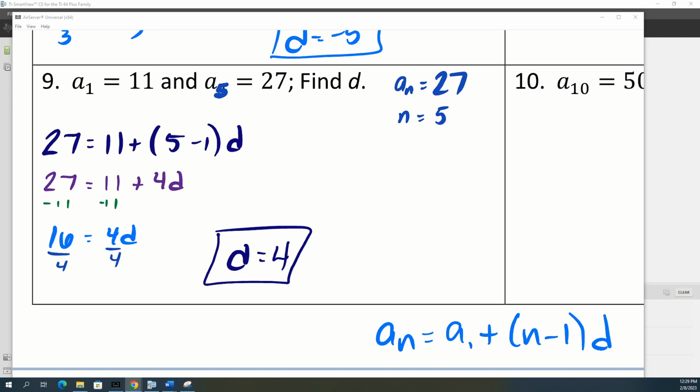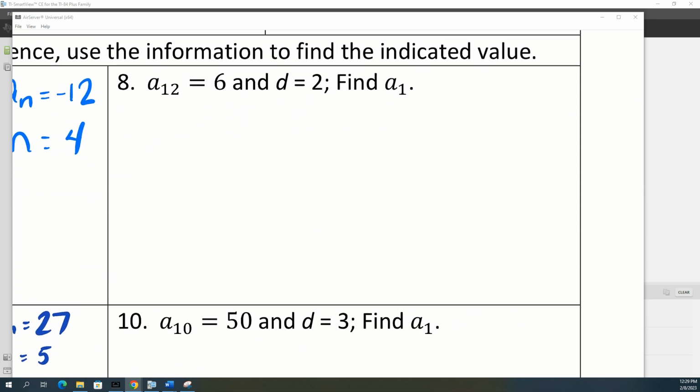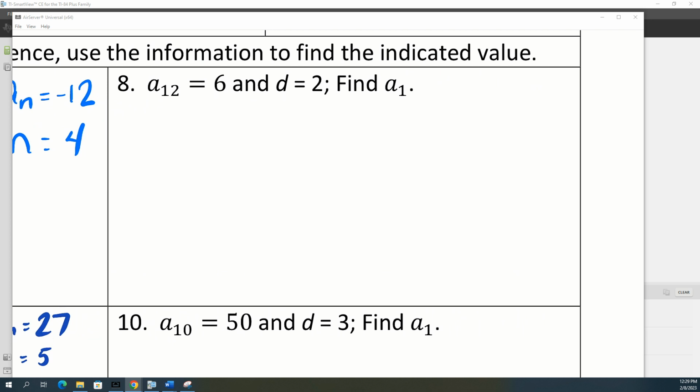Now we're going to do a couple more where we have different missing information. So what we're missing on 8 and 10 is the first term. Is it mostly like this? Is what mostly? What we're learning today? Well, we're going to do this with the arithmetic, and then we're going to do something with the geometric, and then we're going to do application. So we're doing like 3 different things today.